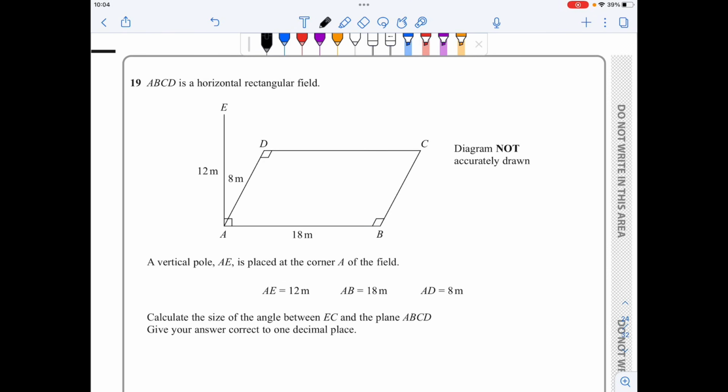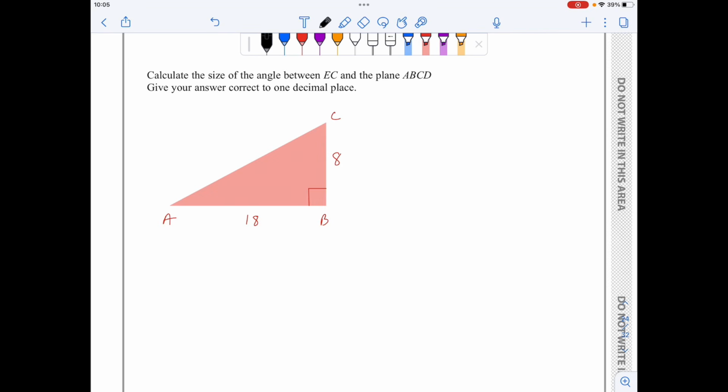For question 19, I'll start working with the triangle ABC and work out side AC. So let's extract this triangle. Using Pythagoras theorem, AC squared is equal to 18 squared plus 8 squared. This is equal to 388, which means that AC is the square root of 388. That's approximately 19.697 and so on.